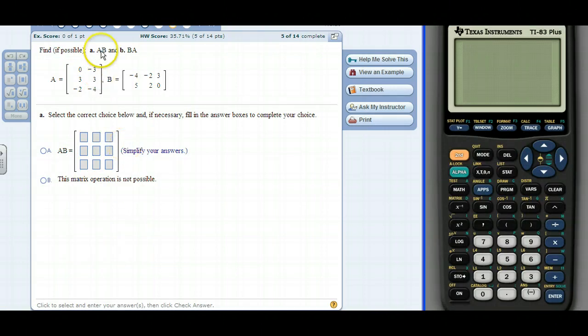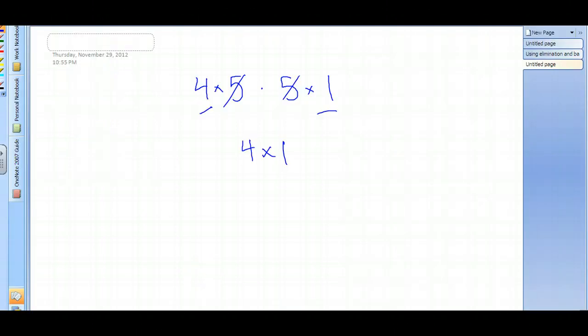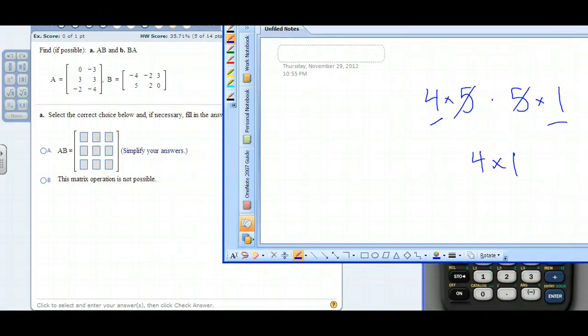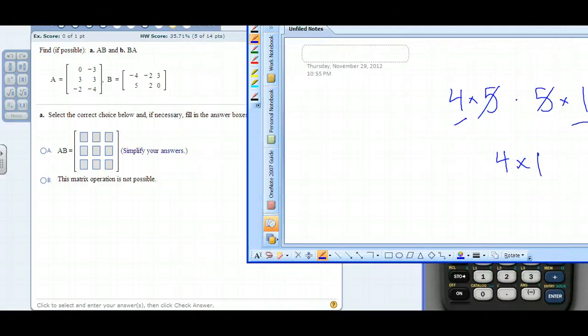Alright, we have two matrices. They want us to find AB and BA if it's possible. So first of all, this first matrix has 3 rows, 2 columns, so it's a 3 by 2. And what are we multiplying it by? We're multiplying by 2 rows, 3 columns, a 2 by 3. Those inner numbers wipe each other out. We get a 3 by 3. So it is possible, and they're giving us a 3 by 3 down here.